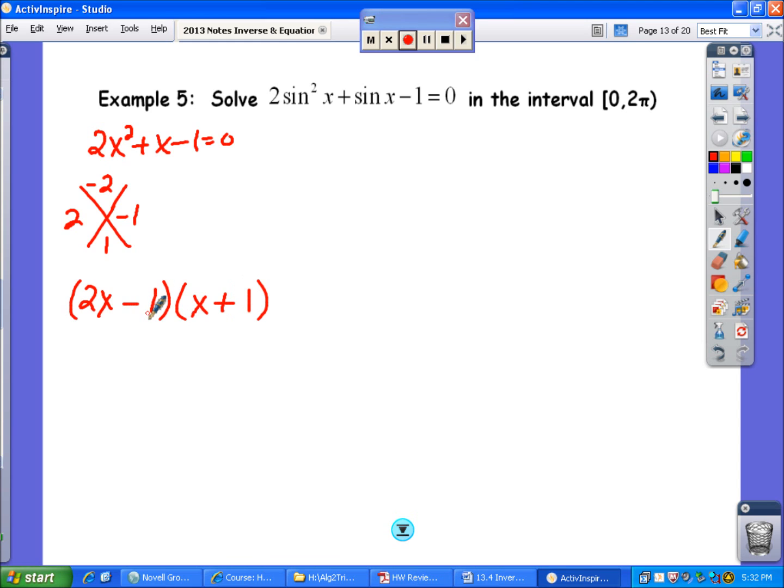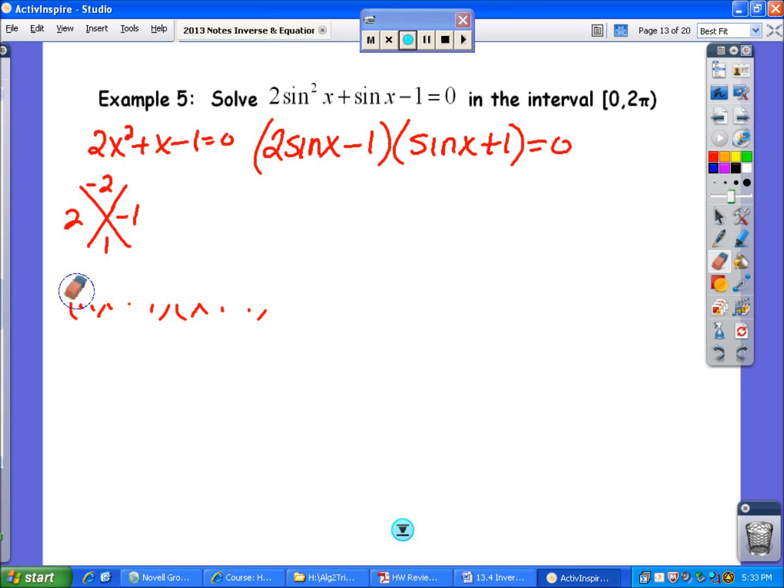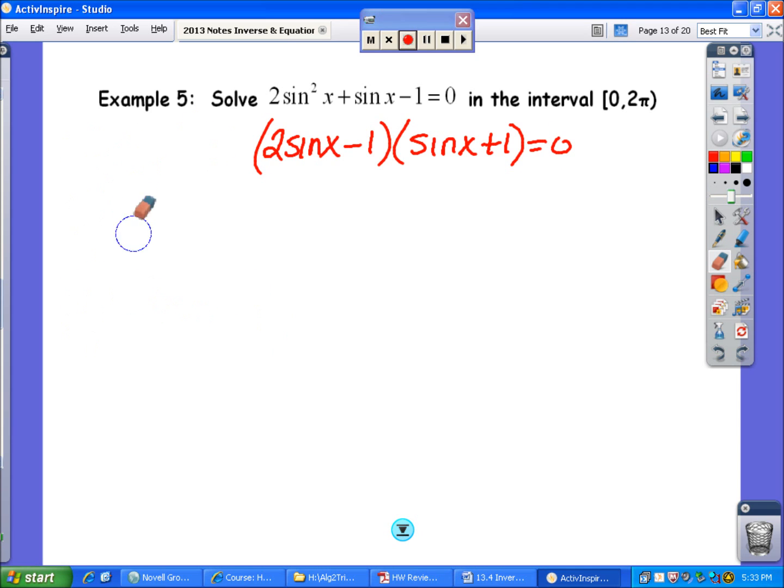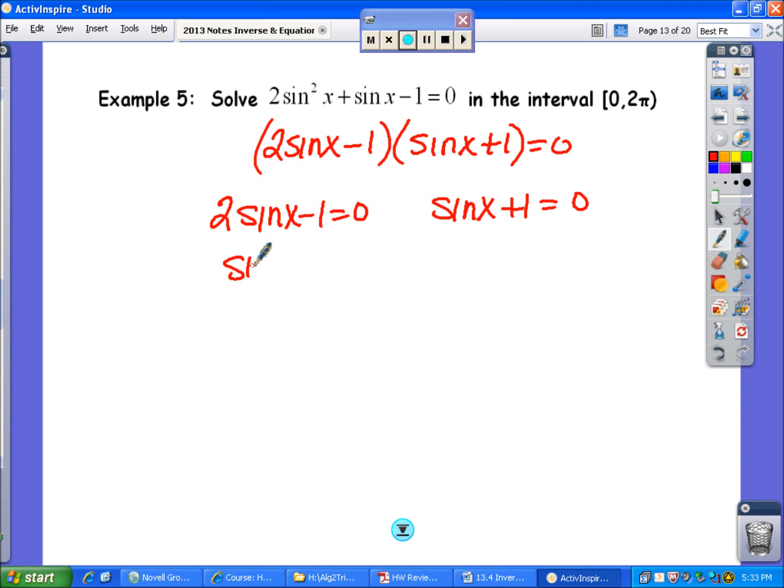All right, in place of the x, we're going to put our signs back in. So this is 2 sine x minus 1 and sine x plus 1. All right, let's get rid of this. All right, so zero product property. I'm going to set 2 sine x minus 1 equal to 0, and I'm going to set sine x plus 1 equal to 0. All right, solve for sine. So I got sine x is equal to 1/2, and sine x is equal to -1.